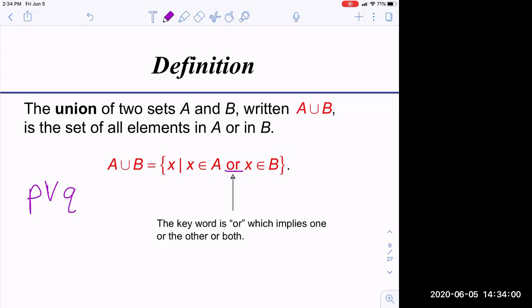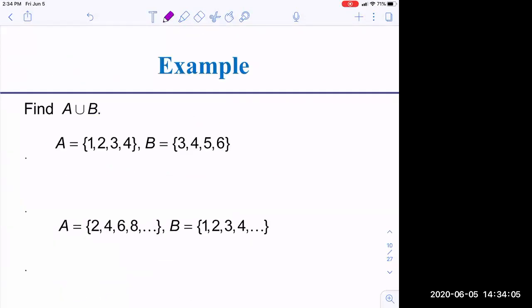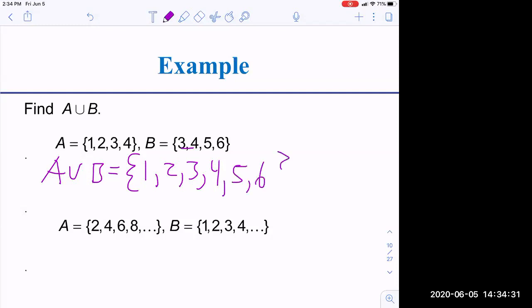So intersection and unions are very important. So let's do examples of union. Okay, I want A union B. So it's all the elements in A, there's 1, 2, 3, 4, and all the elements in B. But notice 3 and 4 are already included in here, so we don't need them again. So I just add the 5 and the 6.